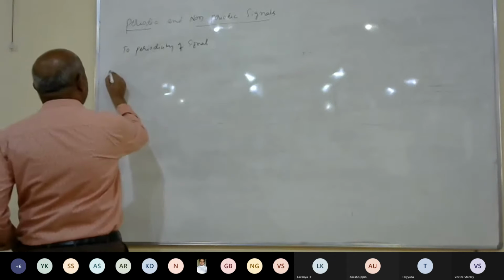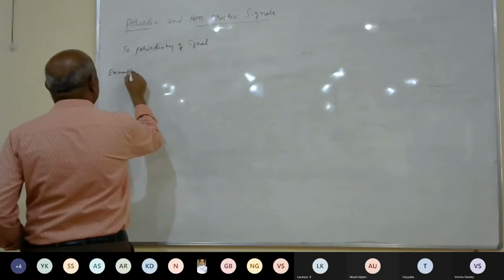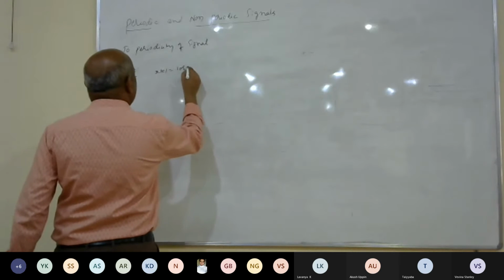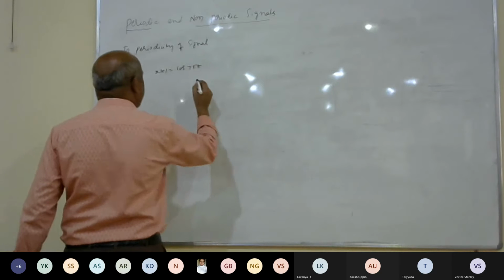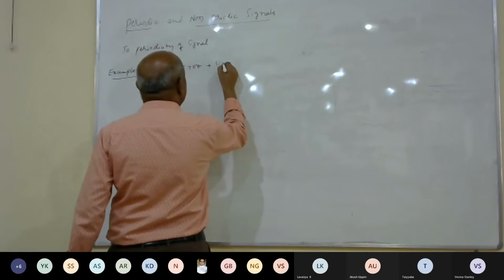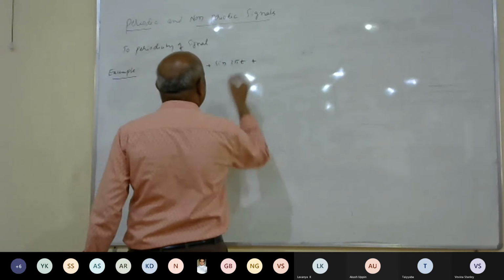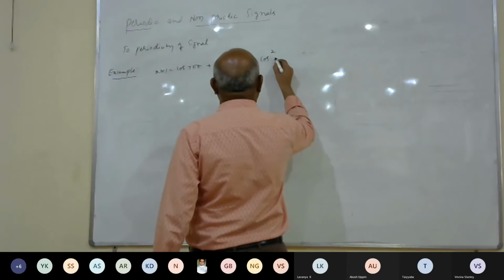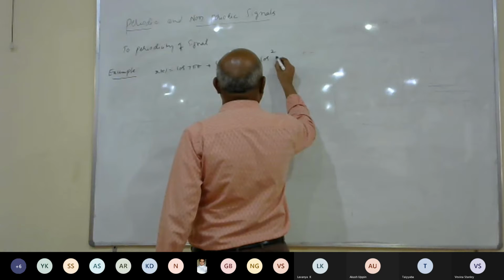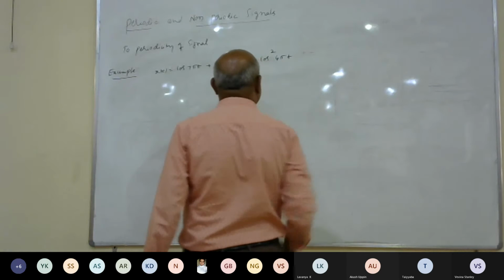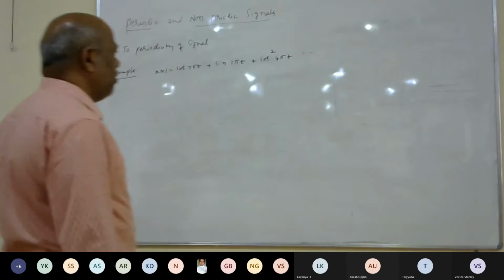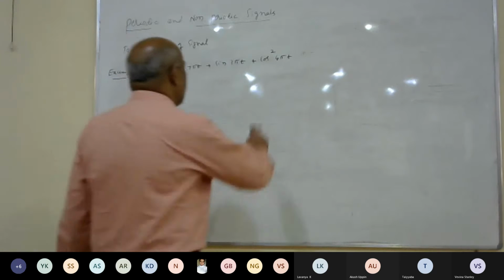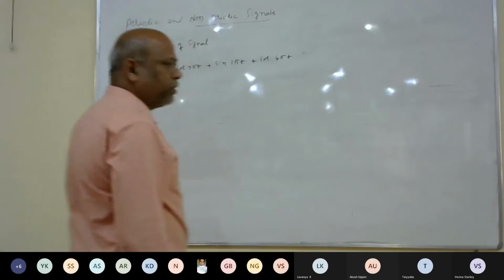Now, the example here is: I take x of t is equal to cos of 7 pi t plus sine of 3 pi t plus cos square of 4 pi t. Or you can take just cos, after that we will handle the square factors.